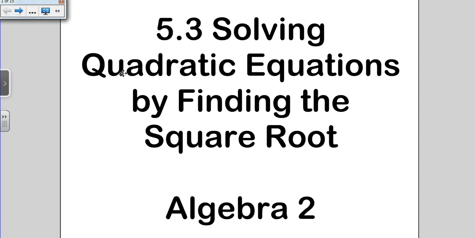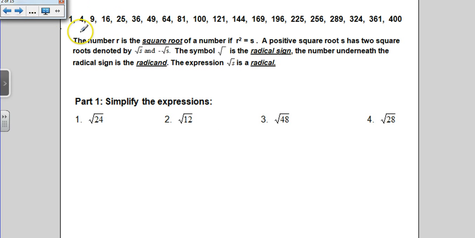Our lesson on 5.3 is a technique that we can use to solve certain types of quadratic equations, and it's going to be the technique of just finding the square root. So first, I'm going to review for you. At the top of your paper, you're going to see a list of the first couple perfect squares, 1, 4, 9, 16, 25, etc. And we need to think about how we're going to reduce radicals.